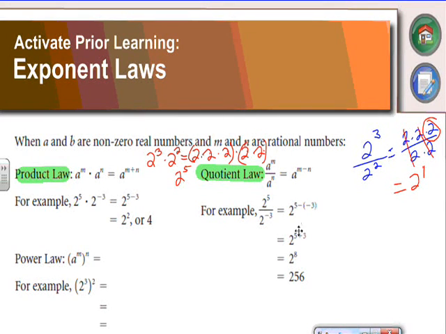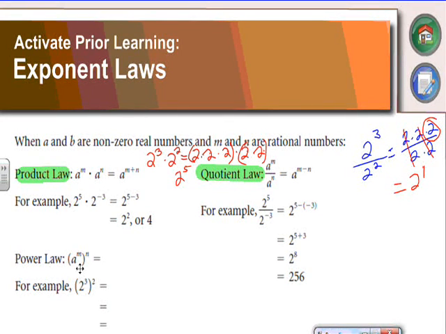So when we're subtracting that negative, it's just like adding. So we got 5 minus a negative 3, which is 5 plus 3, which gives me 8, which is 2 to the 8. And of course, everybody knows that 2 to the 8 is 256.